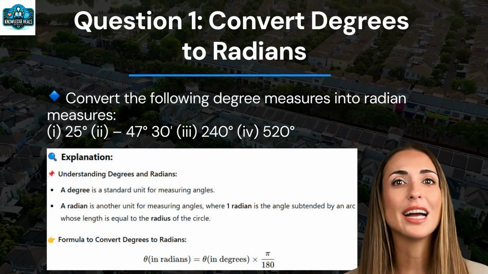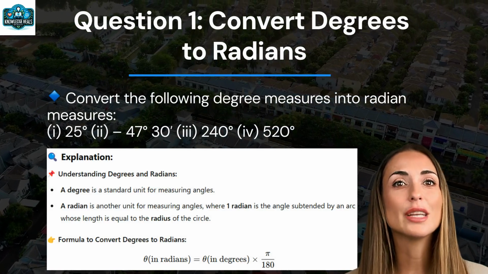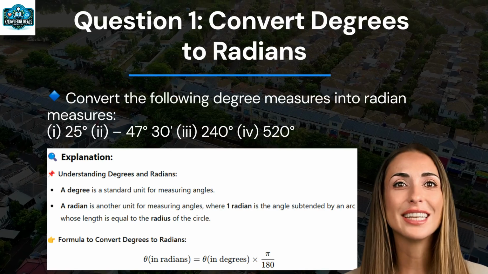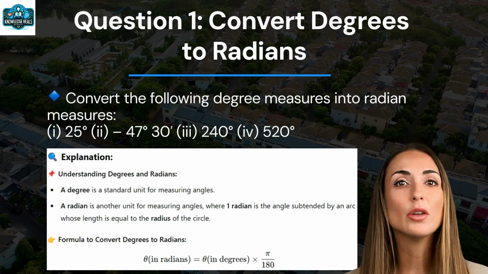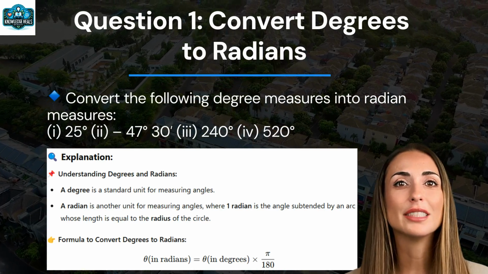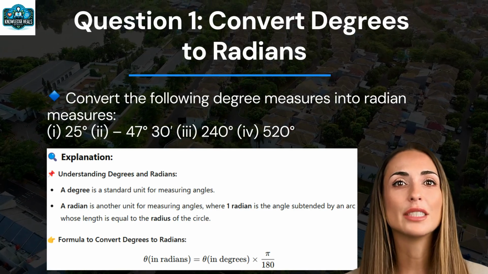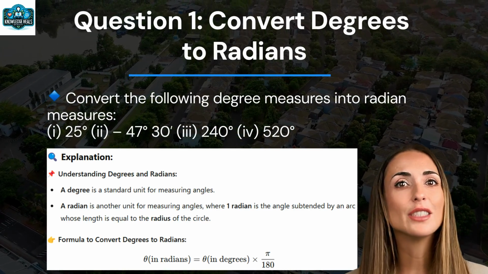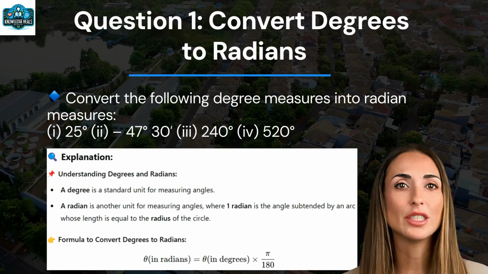Let us understand degrees and radians. A degree is a standard unit for measuring angles. A radian is another unit for measuring angles, where 1 radian is the angle subtended by an arc whose length is equal to the radius of the circle. The formula to convert degrees to radians is theta in radians equals theta in degrees times pi by 180 degrees.